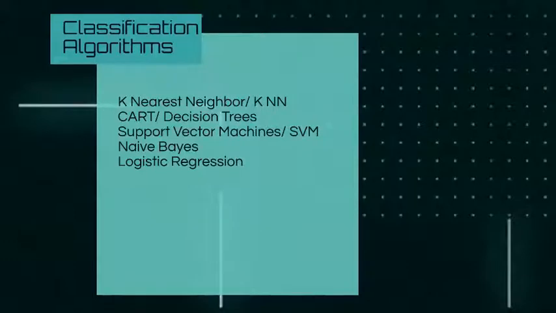There are various algorithms which help you to solve such supervised machine learning problems, like KNN, that is K nearest neighbor. You've got CART or decision tree, which is the classification and regression tree. It is suitable for both classification and regression problems. Then you've got support vector machines, naive Bayes, and logistic regression. Both classification algorithms and regression algorithms are used for supervised machine learning problems, but right now we are dealing only with classification problems or classification algorithms.